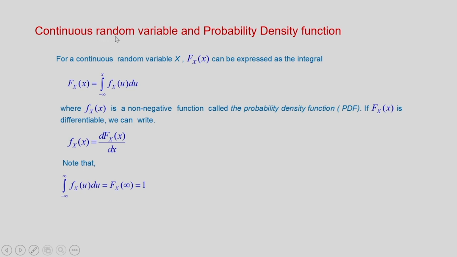Next, continuous random variable and probability density function, PDF. For a continuous random variable x, the CDF F_X(x) can be expressed as the integral. This is the basic result, that the CDF F_X(x) can be expressed as the integral from minus infinity to x of f_X(u) du. Now, this quantity f_X(x) is a non-negative function, and it is called the probability density function, PDF.